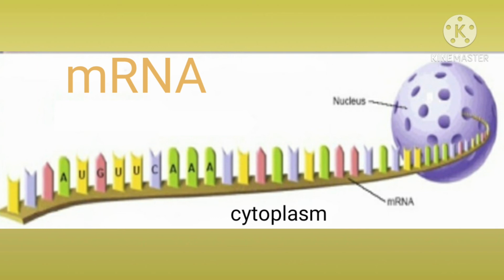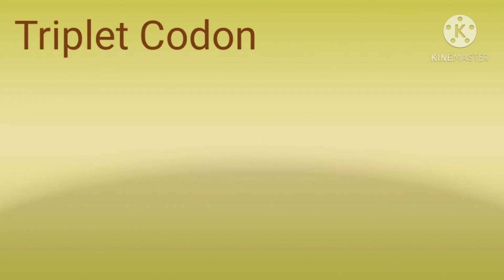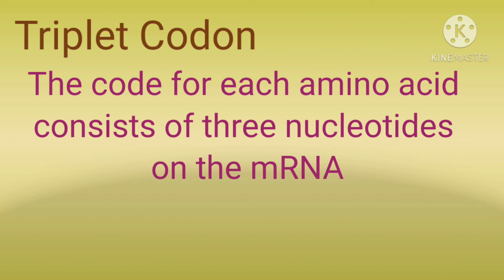The message contains the codes for amino acids. The code for each amino acid consists of 3 nucleotides. It is called as a triplet codon. The code for each amino acid consists of 3 nucleotides on the mRNA. This is called as a triplet codon.